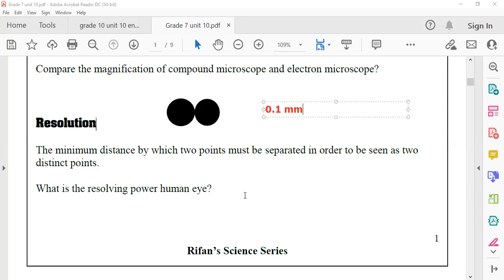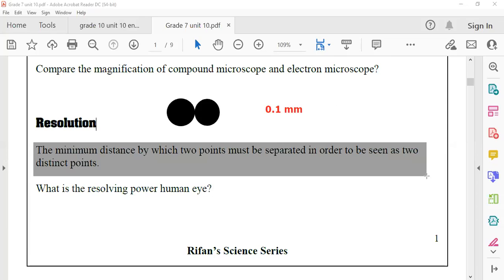Understood? Right. So what is resolution power? You have been given a definition. What is the definition for resolution power? The minimum distance by which two points must be separated in order to be seen as two distinct points. To see them as two separate points, what is the minimum distance?